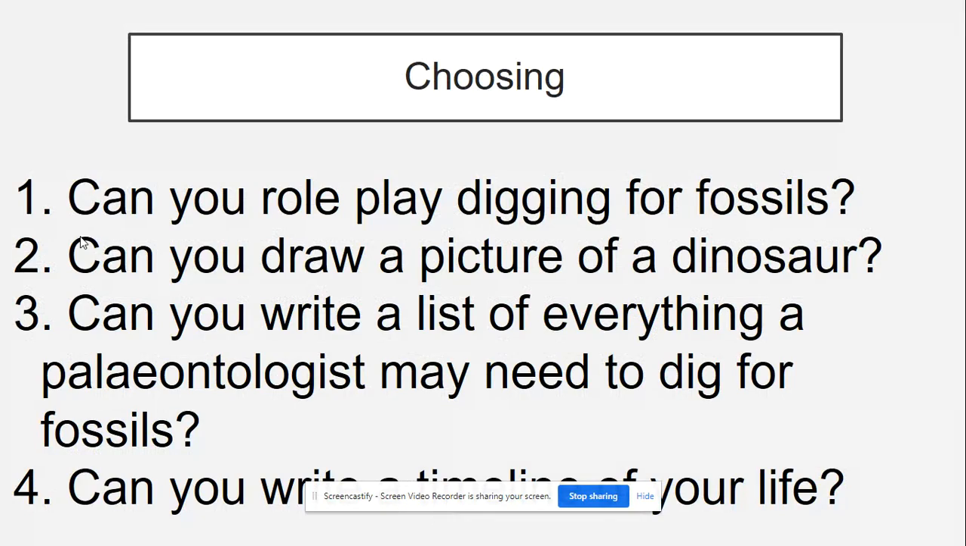So your task today is you can pick some of the following activities. So you can role play digging for fossils. You can draw a picture of a dinosaur. You can write a list for everything a paleontologist may need to dig for their fossils, or you could write a timeline of your life. So you can pick some of these activities to do today, and I can't wait to see what you've picked.